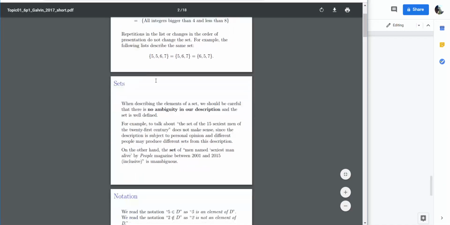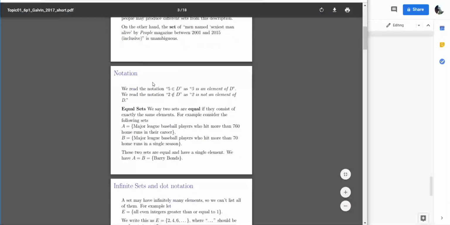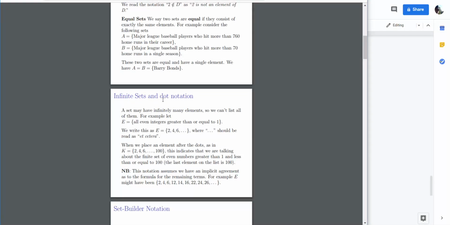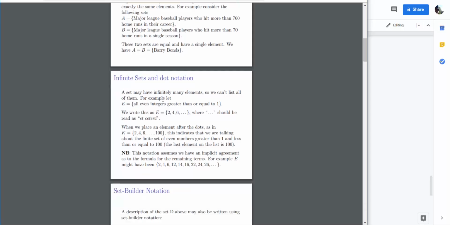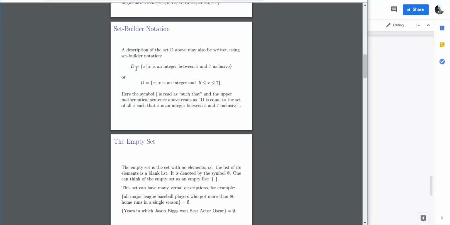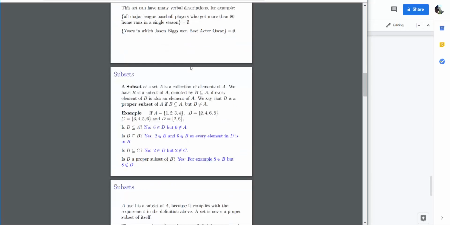So we know what the sets are. 5 belongs to D, as 5 is an element of D, yeah. 2 is not an element. This is the notation such that x is an integer between 5 and 7 inclusive. So x is greater than or equal to 5 but less than or equal to 7. And then we have the empty set, which is part of the set. That's totally fine.